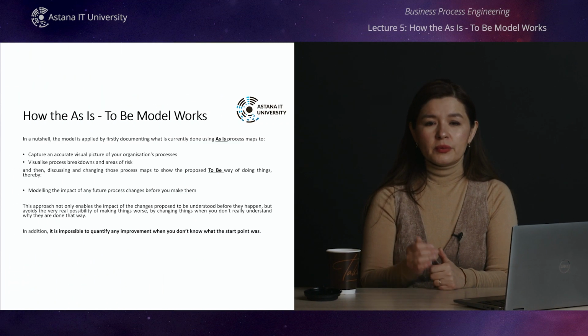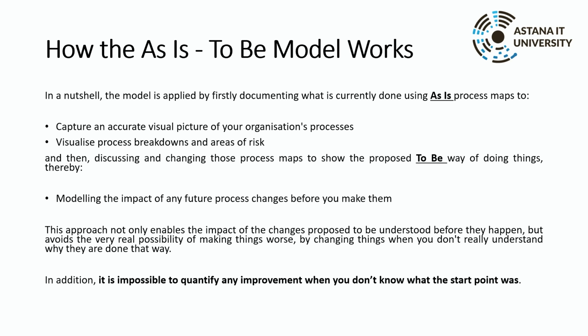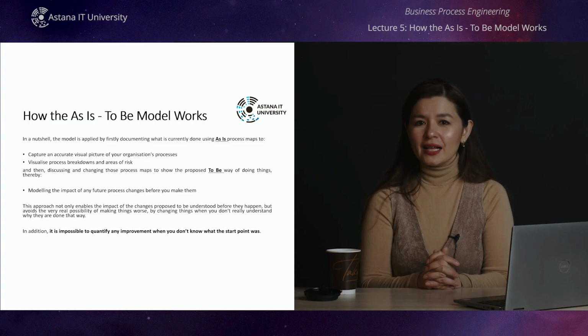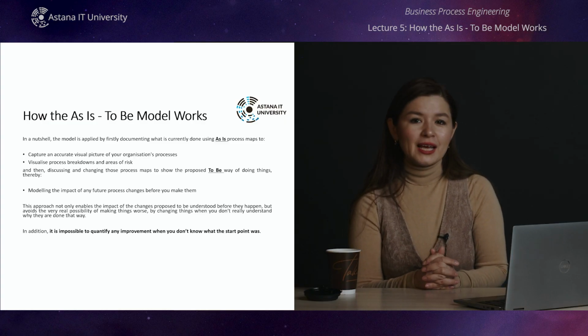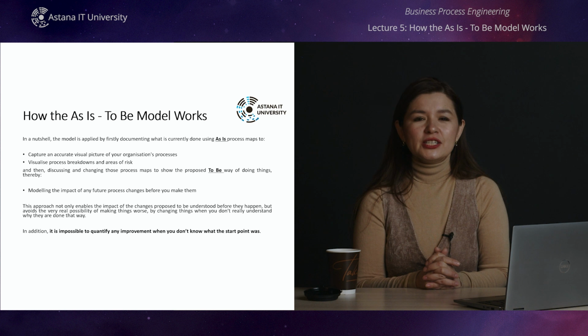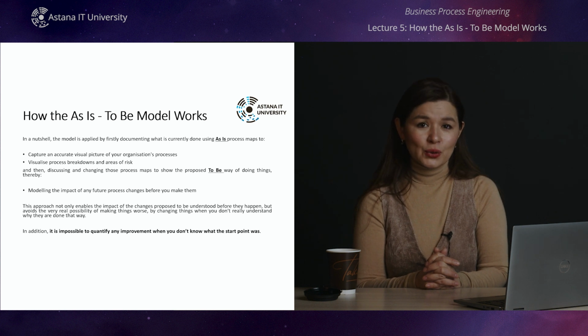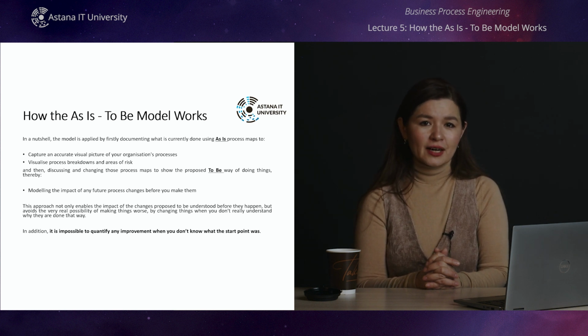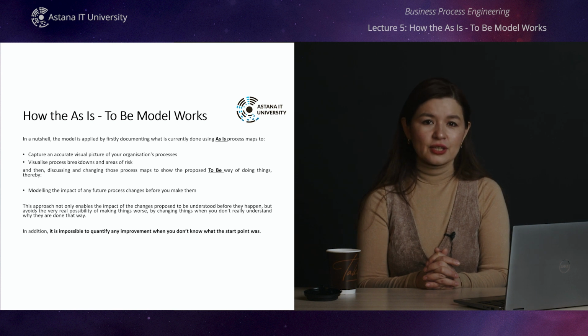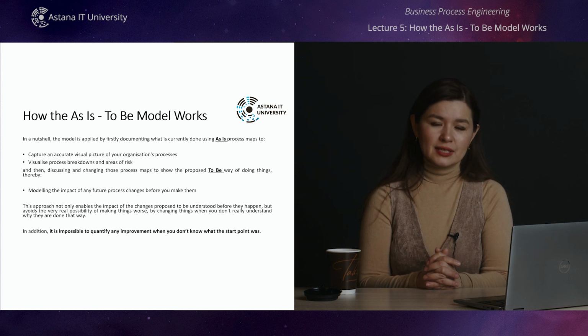The as-is to-be model is a methodological approach and is applied by firstly documenting what is currently done using as-is process maps. It helps in business process improvement, ensuring that changes are made with a thorough understanding of the current state and a clear vision for designing the future state.